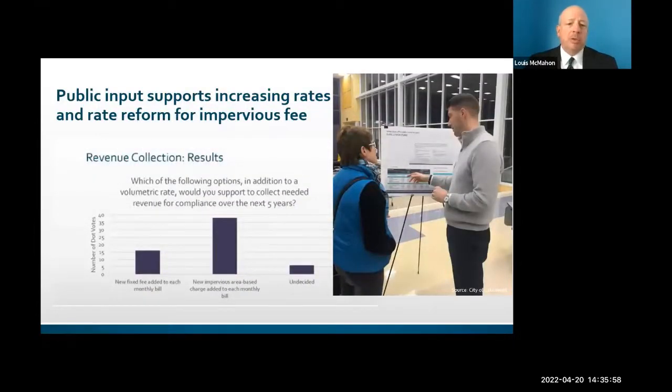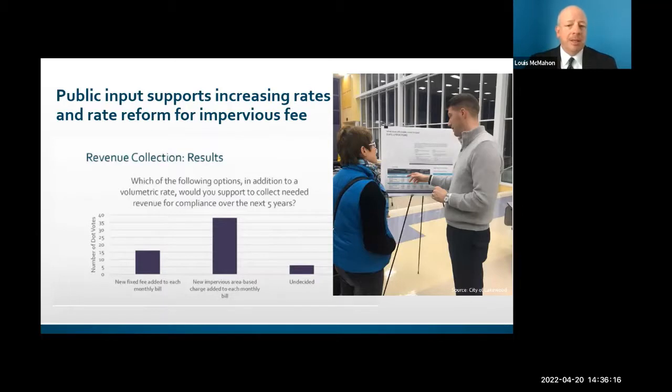All of our outreach also included asking people how they want to pay for this, and there was strong support for adding an impervious surface fee, which we did. We added a wet weather fee. Just this last year, the mayor led that through city council. It was a lot of public outreach. There was not a lot of opposition for it.